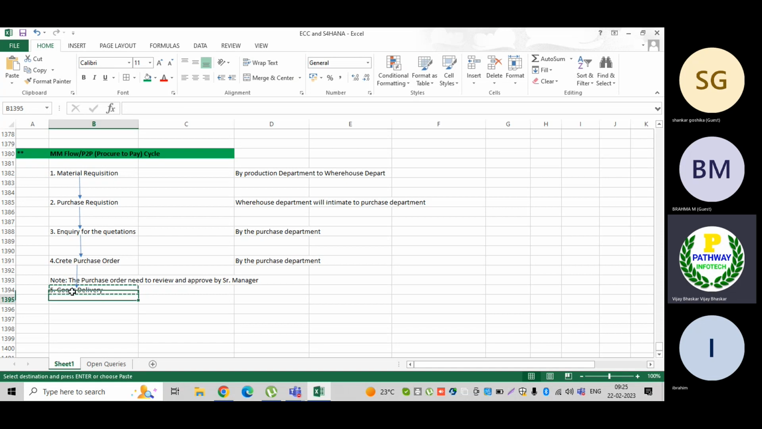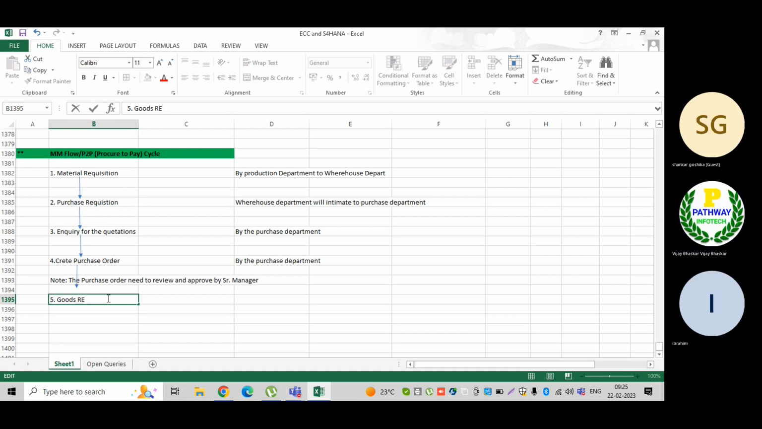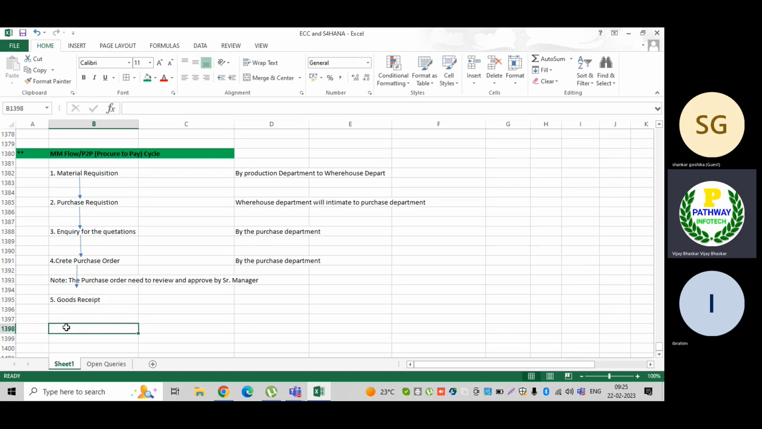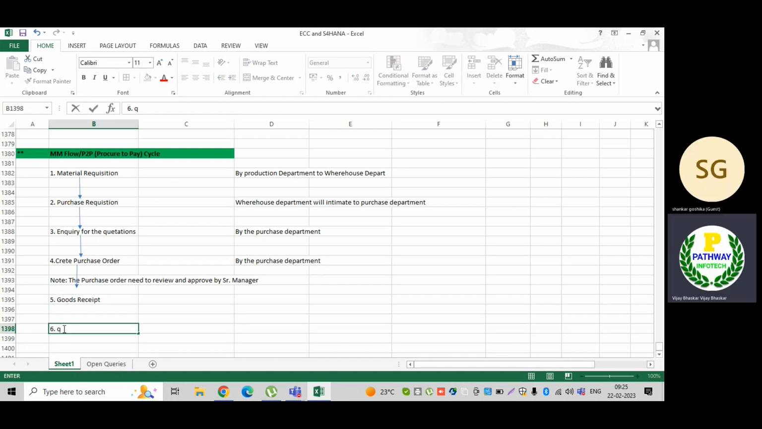Then that will be done, then goods delivery will happen. Goods delivery, where the goods are received against the purchase order. Once the goods received will happen, what will happen? The next step would be quality verification. Okay, the goods, quality checking.